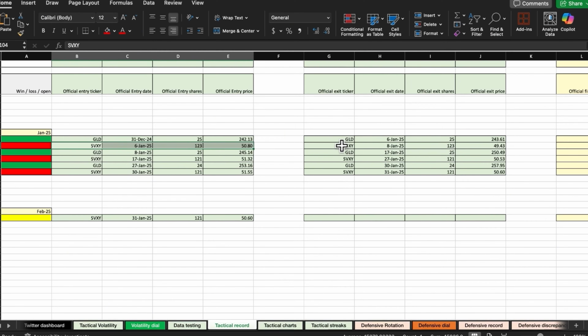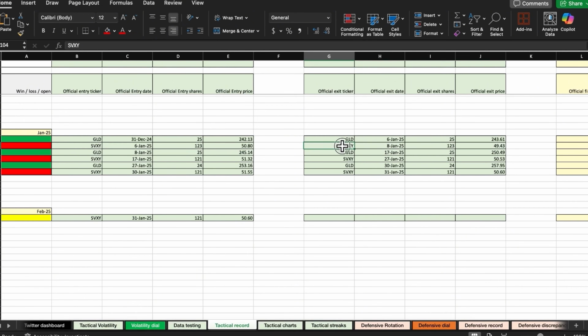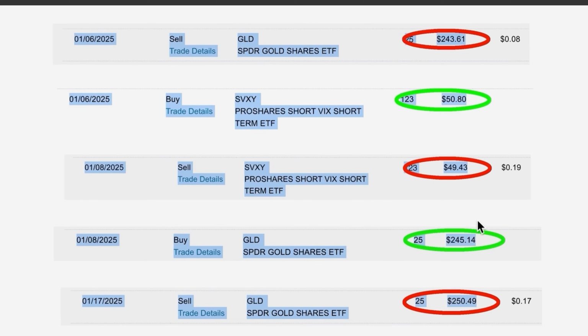We can see here January 8th. So it was actually a quick turnover. Sold the same 123 shares at 49.43. That's a sale in red there, 49.43. Moving on, again, same day, January 8th. If we sell SVXY, we also have to buy the GLD gold on January 8th. So that's at 245.14. That is a green right there, 245.14.